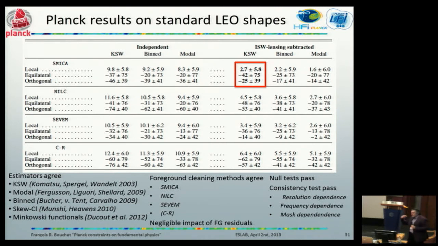Now, we've done an extensive analysis using different component separation methods, using different estimators, doing all kinds of null tests. In the end, here are the Leo constraints. So on the local, equilateral, and orthogonal, here are the values which are just all consistent with 0, with much smaller error bars than they were before. I mean, for WMAP, this number here is about 21. So this is at least 3 times tighter.